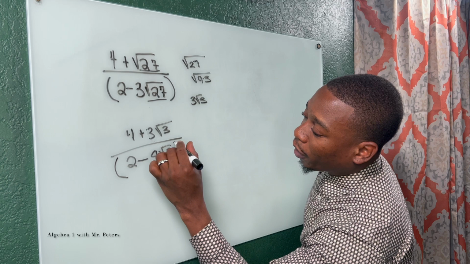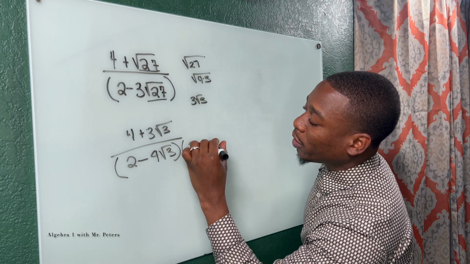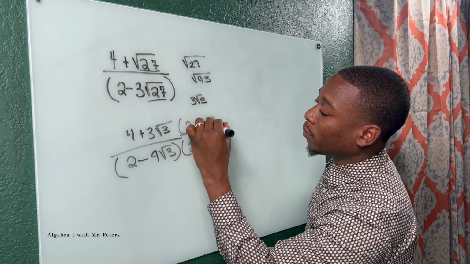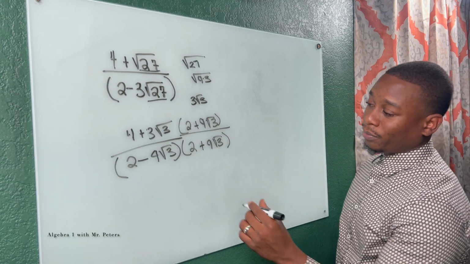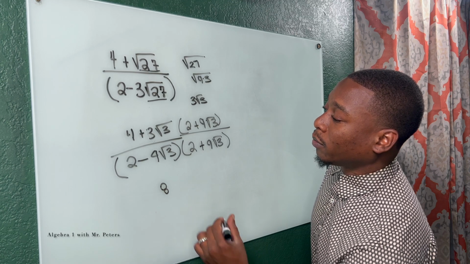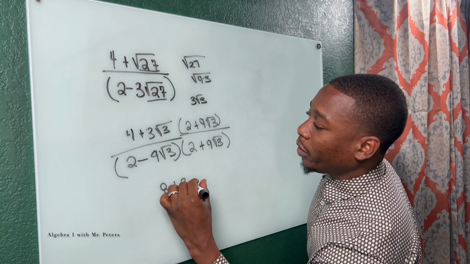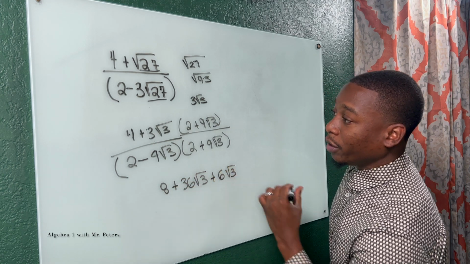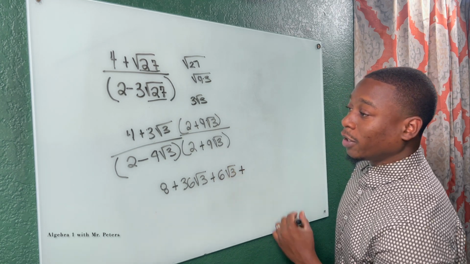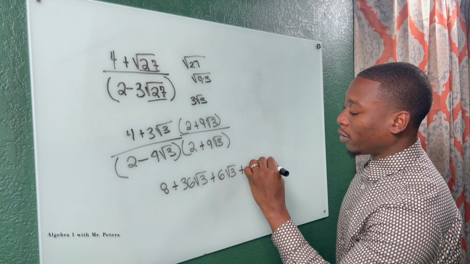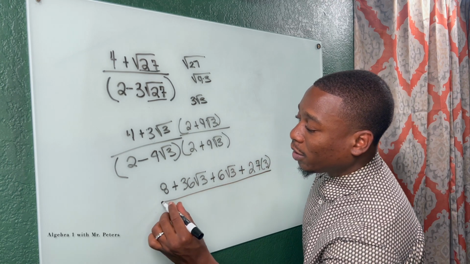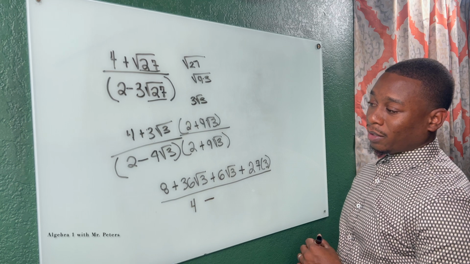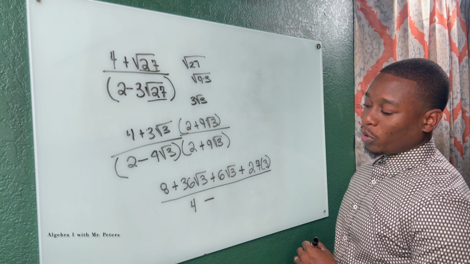Now we get over into the conjugate, right? It's going to be 2 plus 9 radical 3. Do the same thing to the top. All right, so now this is what we're going to get. We're going to get 8 plus 36 radical 3 plus 6 radical 3 plus 27 times 3. All right, and this is all over 4 minus, and let's see what we get. I want to say this is 81 times 3.